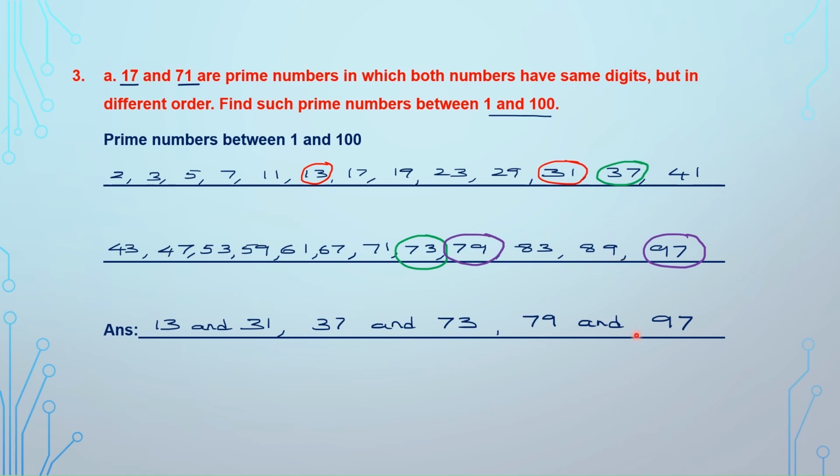So these are the three pairs of numbers in which both the digits are the same but the order is different, and these are between 1 and 100. Now children, it will be good for you to learn all prime numbers between 1 and 100 because you can answer questions like these. So let's go ahead.